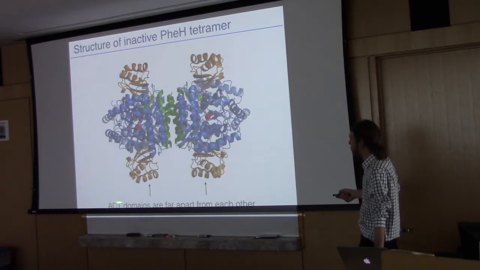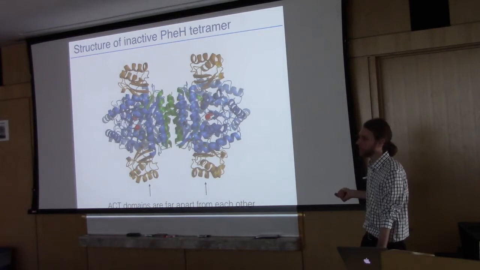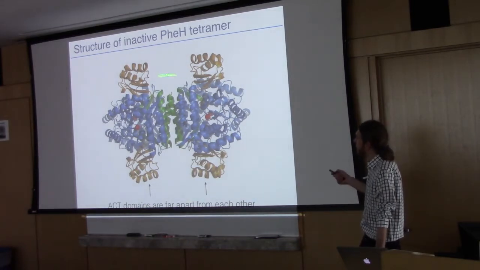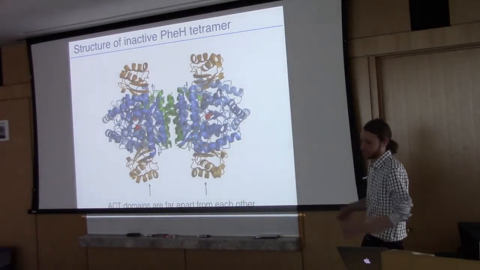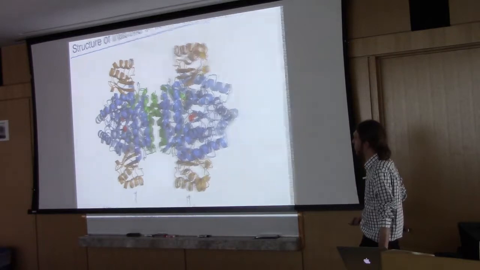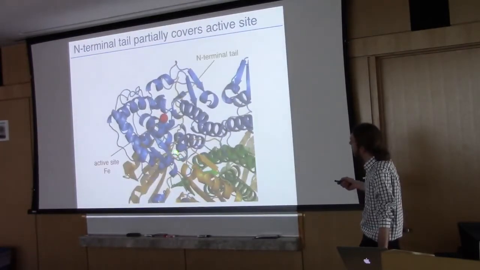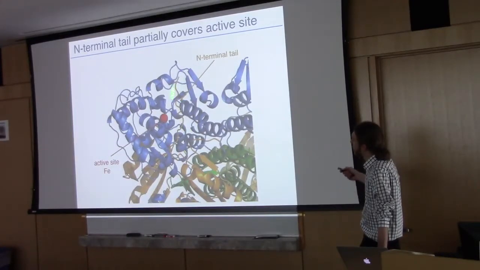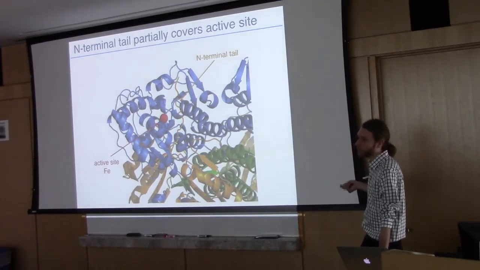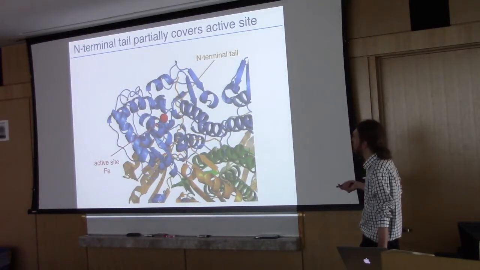The interesting thing is that these ACT domains are far apart from each other in this inactive conformation. And what we know from other structures that include ACT domains is that they often associate as dimers. So this was kind of a mystery. The N-terminal tail, as I said, extends across the active site, and it's thought to block access to the active site, and that's probably the mechanism of inhibition.